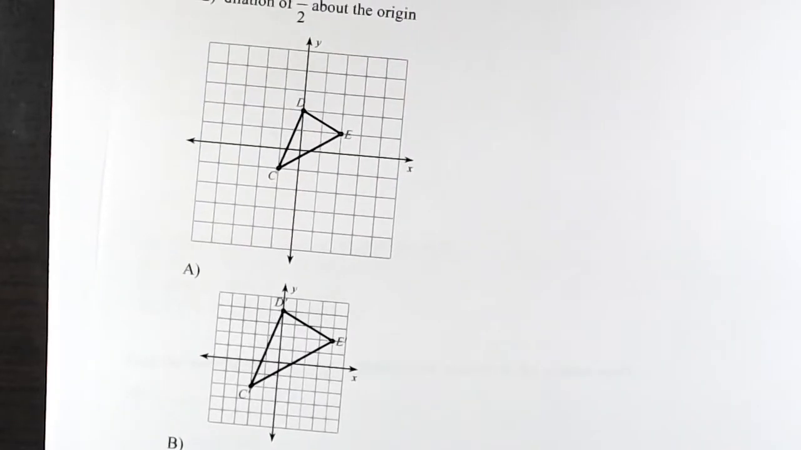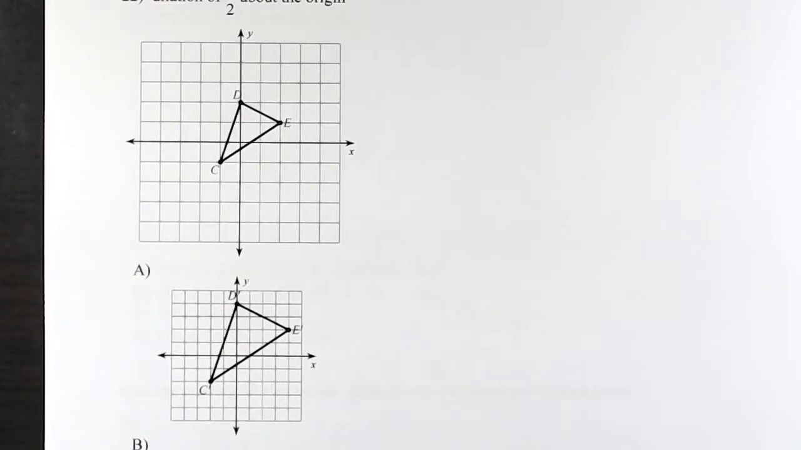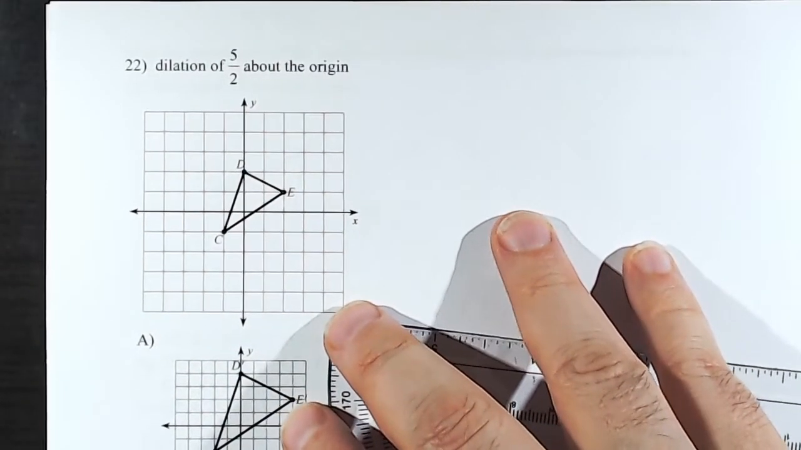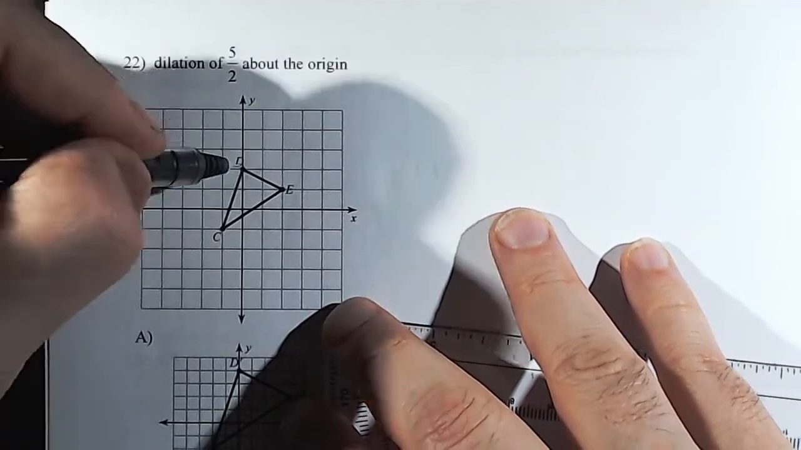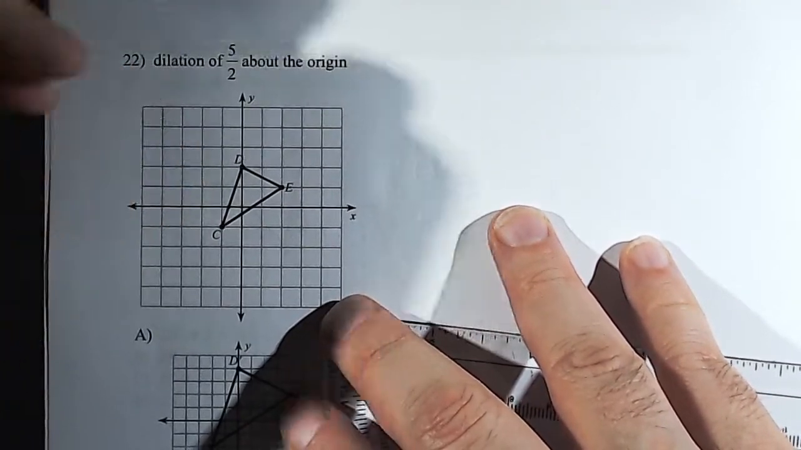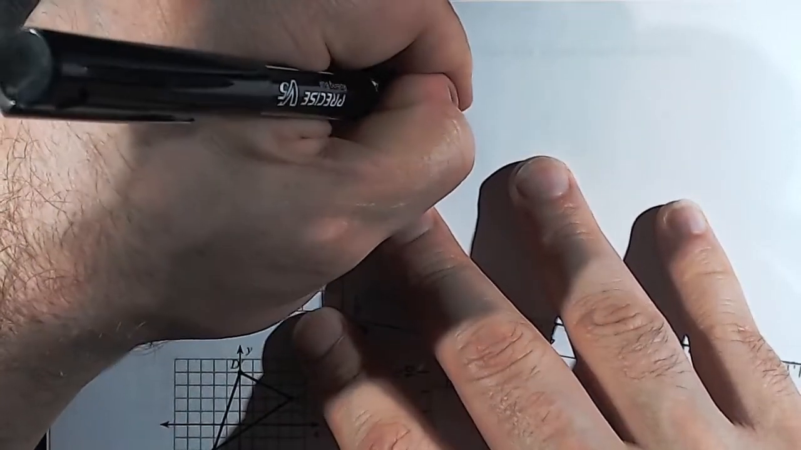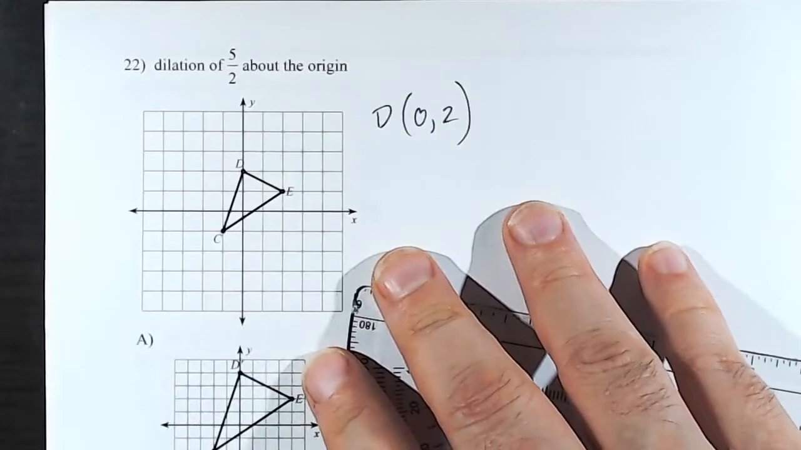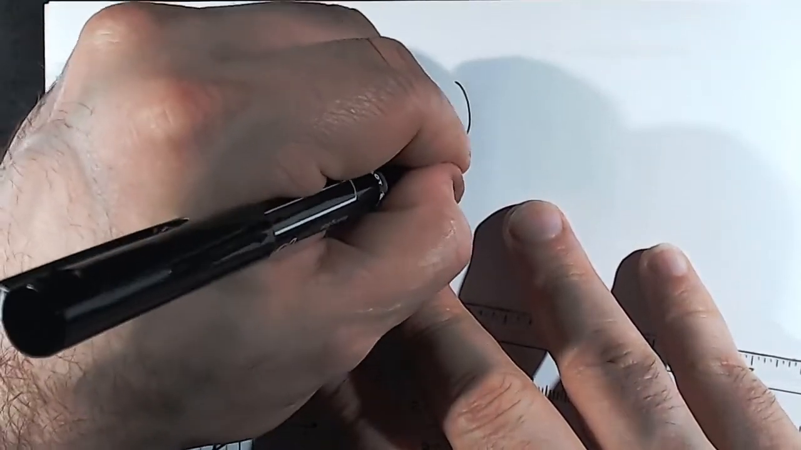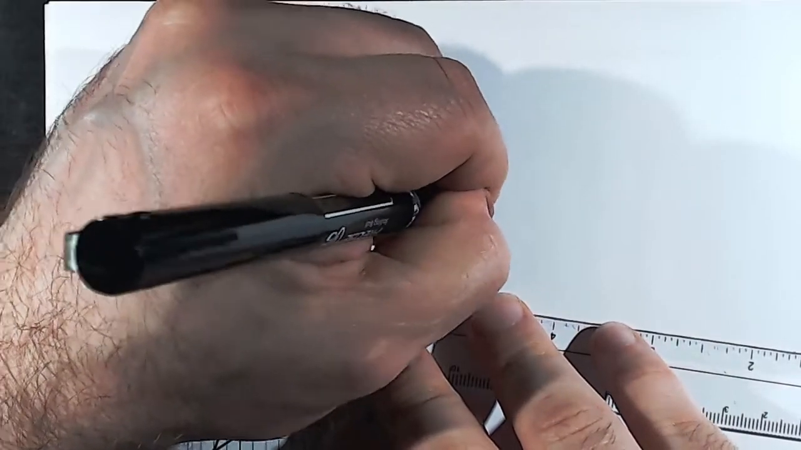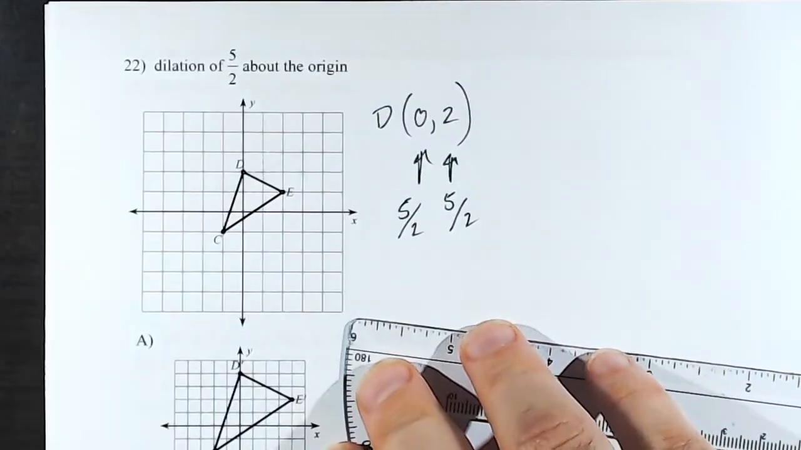So far, we're 23 minutes into this thing, and we're almost done. So, guys, it's just not that hard. So now we're going to dilate about the origin. This dilation about the origin just makes life so much easier. So all we're going to do is find the coordinates of one of our points. So D here is at 0, 2, right? And to dilate about the origin, we just multiply both of these by 5 over 2.